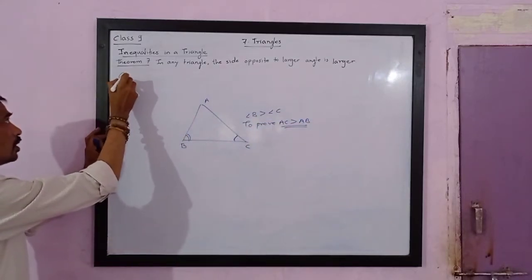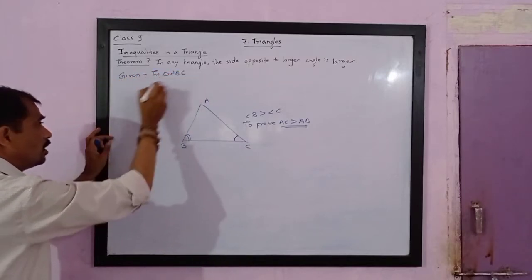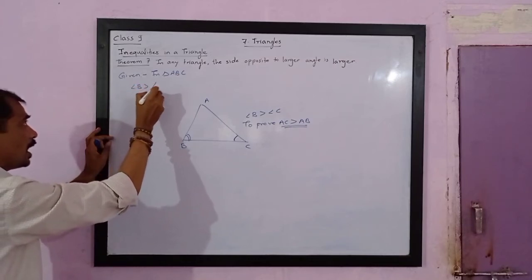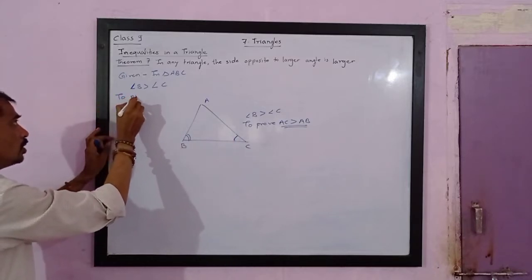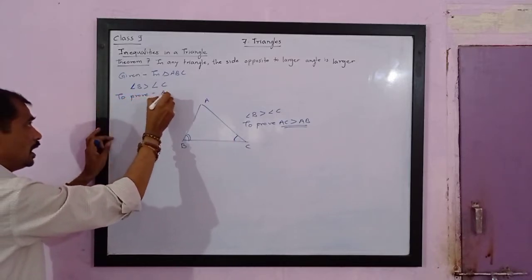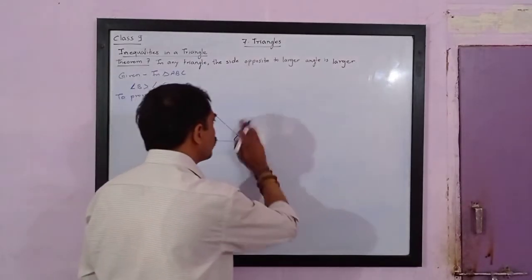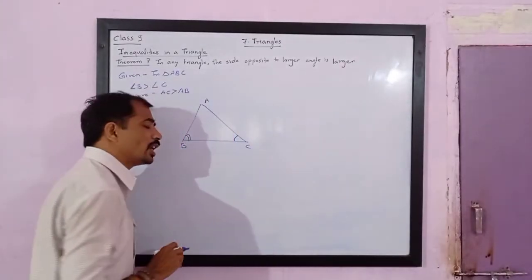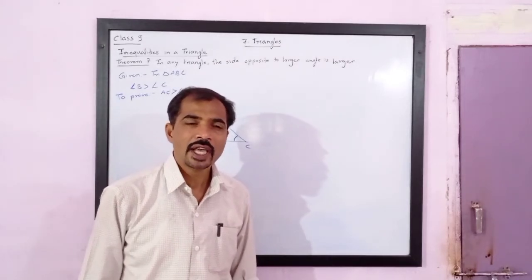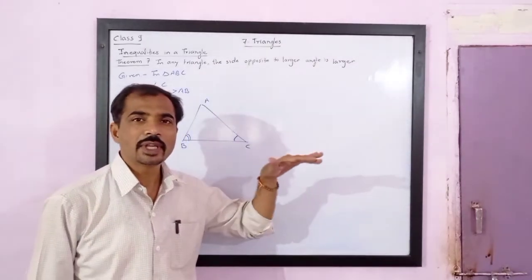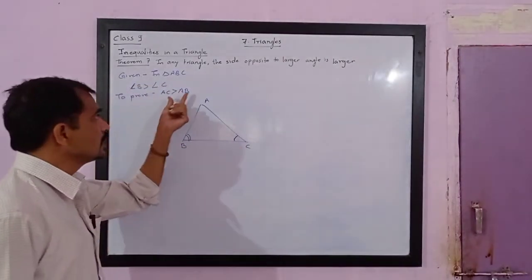Given: in triangle ABC, angle B is greater than angle C. This is given to us, and we have to prove AC is greater than AB. Now we are going to prove this by the method of contradiction. Method of contradiction means we are going to consider all the possible cases, and slowly prove that this case is not possible, that case is not possible, and the only case that is left will be AC is greater than AB.